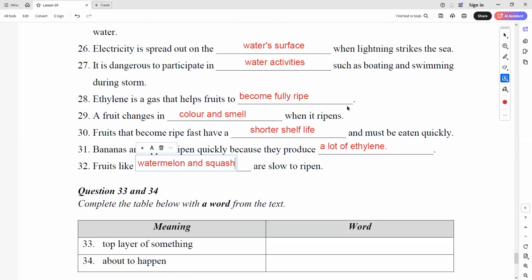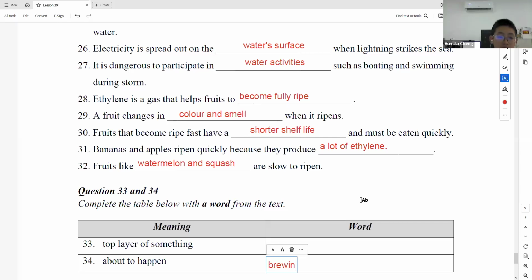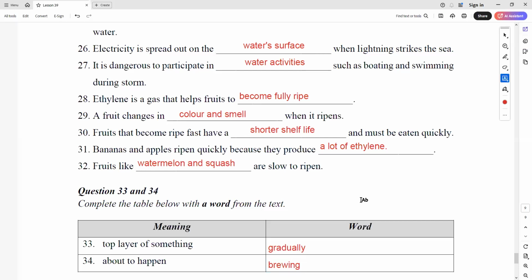嘉诚. Top layer of something, surface. Answer is surface. Gradually, okay? 渐渐的. Number 34, about to happen, 即将发生. About to happen. Brewing. Brewing, okay? Brewing, 即将发生酝酿着.